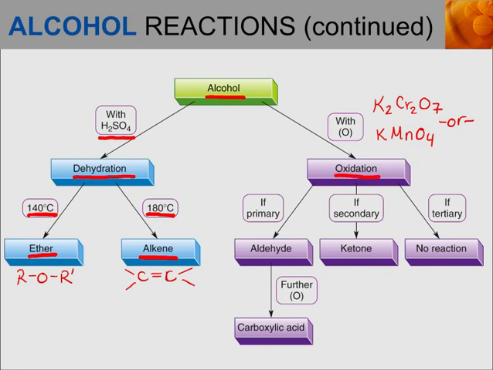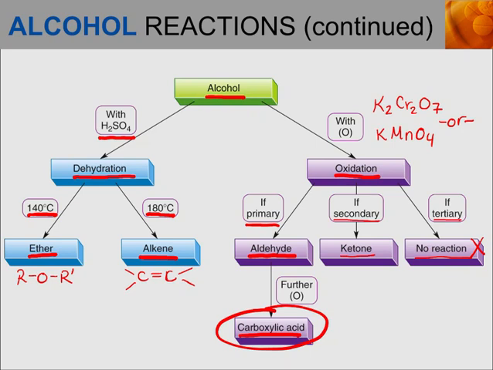However, depending on the type of alcohol you have, you could get different products. If your alcohol is a primary alcohol, you'll get an intermediate aldehyde, but unfortunately we can't really isolate it. It's actually going to further oxidize into a carboxylic acid, so that will be our ultimate product there. If you have a secondary alcohol, that will form a ketone. And if you have a tertiary alcohol, there is no reaction.